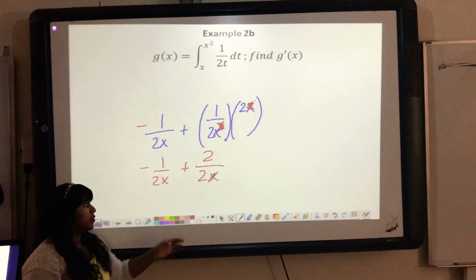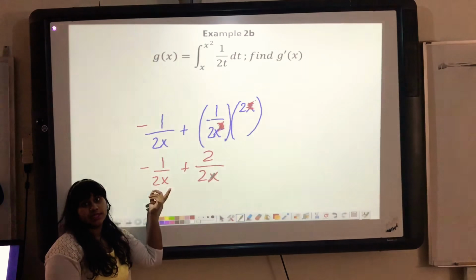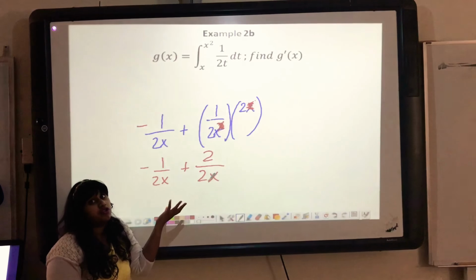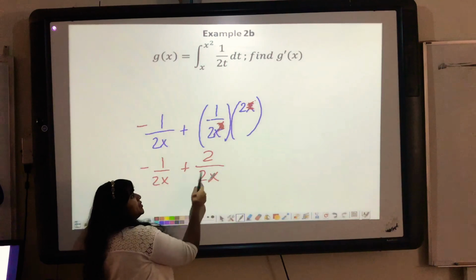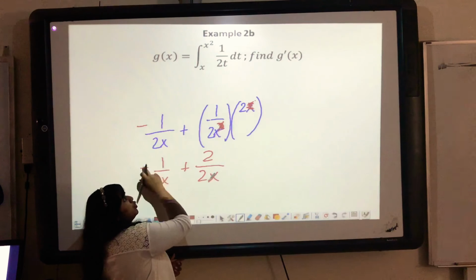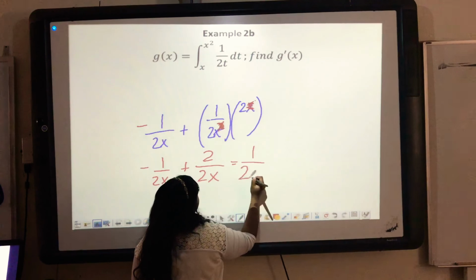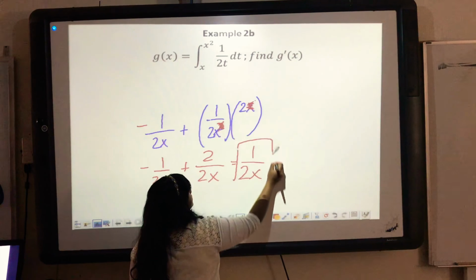Now some of you might be asking, well, why didn't you simplify this? Well, because we have common denominators, so it's already set up for me. I can just go ahead and deal with this fraction. Well, 2 plus negative 1 is simply going to give me 1 over 2x.